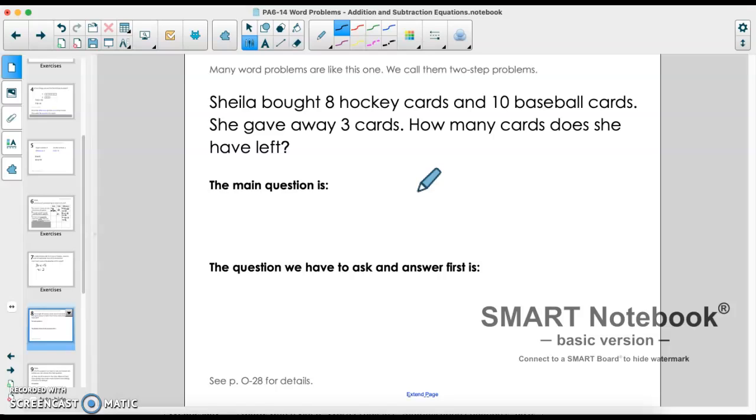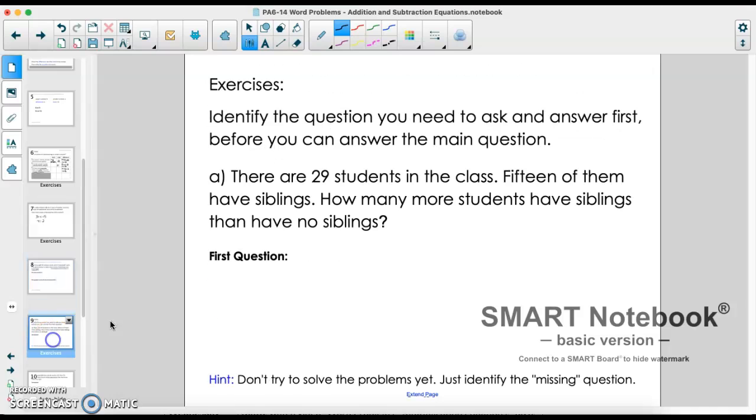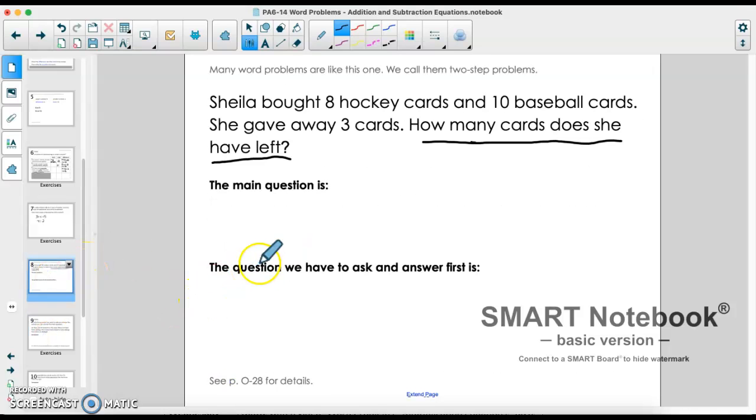So here we have Sheila. It says that Sheila bought 8 hockey cards and 10 baseball cards. Then she just gave away 3 cards. How many cards does she have left? So it says that the main question is blank. This is the main question: how many cards does she have left? We can't solve that one yet, because the first question we actually have to ask and answer is how many cards does she have in total, right? Before we can do that subtraction about giving 3 cards away, we have to figure out the first question.